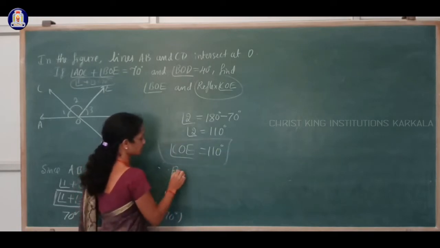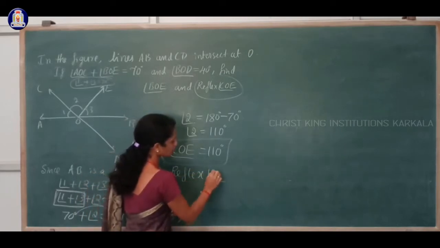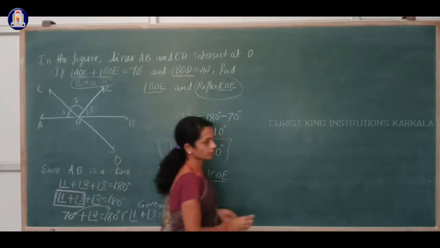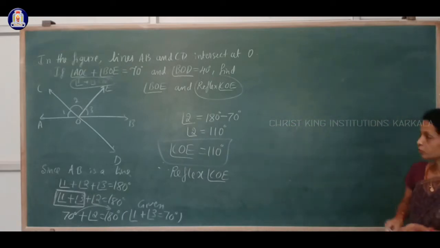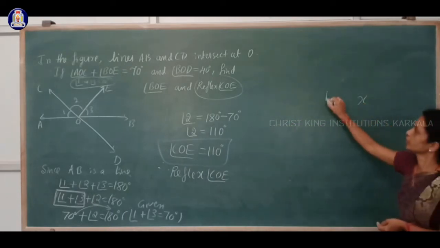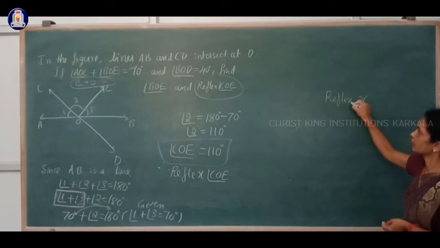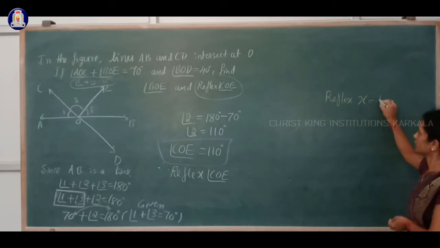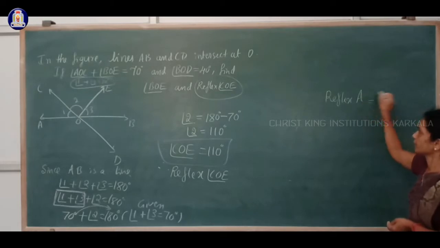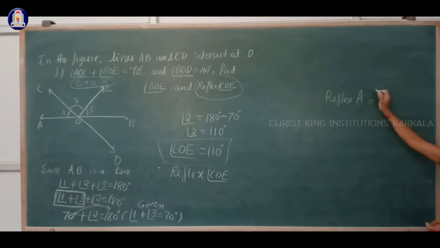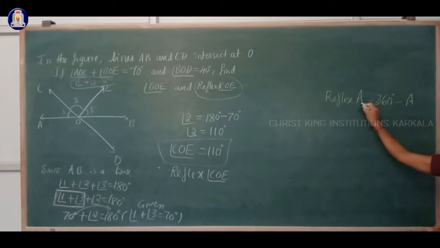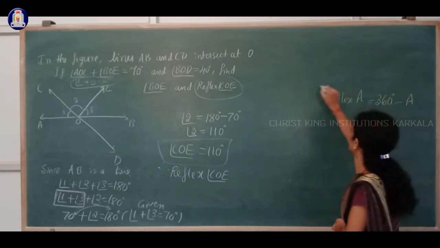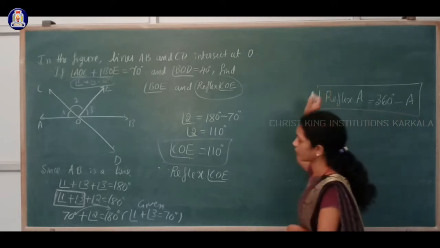Therefore, the reflex angle of COE. Suppose this is in general. Suppose you are given one angle, then how to get the reflex angle of that? I will take this as angle A. The reflex angle of A is obtained by subtracting A from 360 degrees. To get the reflex angle of any angle, you have to subtract that angle from 360 degrees. This one you have to use as a formula.